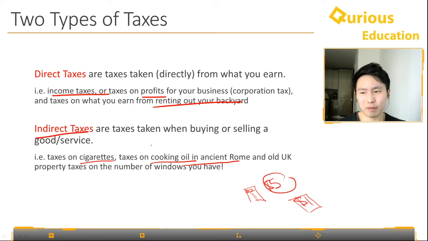In many cases, many people don't even realize that indirect taxes exist, because it's all accounted for in the price of the good.